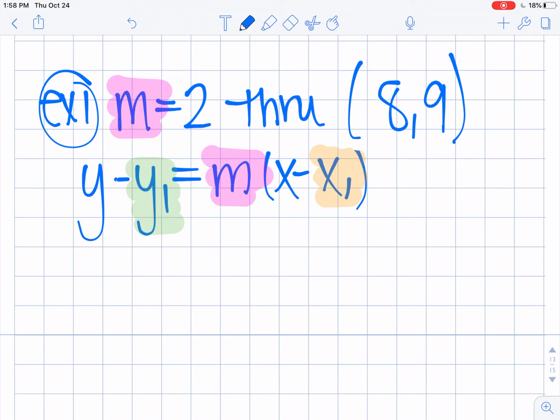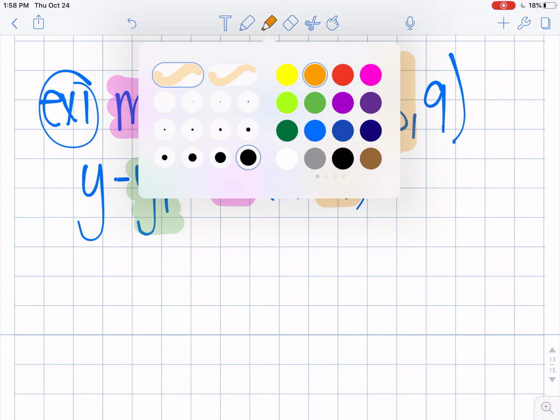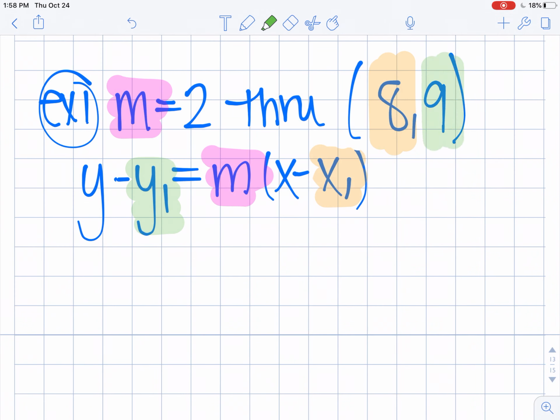So we're going to start off with our first example here. I want you to see if you can write an equation with a slope of 2 that passes through the point (8, 9). So what I'm going to do is literally just plug in my values. I know that this value is my x value, and this value is my y value. Wherever I have a y1, I'm going to replace it with a 9. Wherever I have an m, I'm going to replace it with a 2, and wherever I have an x1, I'm going to replace it with an 8.